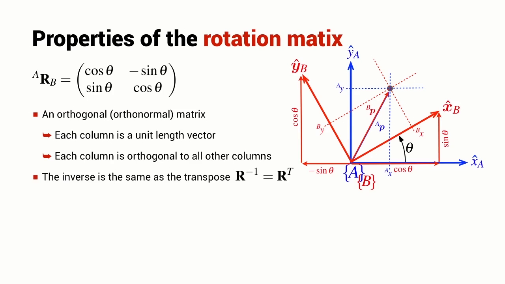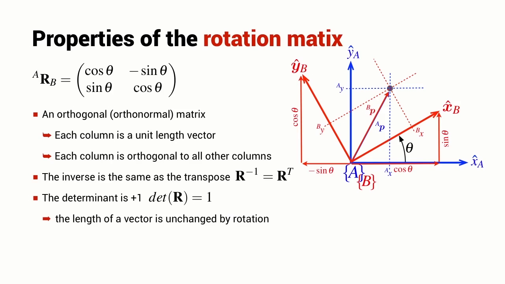A really useful property of an orthogonal matrix is that its inverse is the same as its transpose. Computing the inverse of a matrix is rather complex, whereas computing its transpose is really very simple. So it's great that we have a matrix whose inverse can be computed very simply by transposing the elements of the matrix.